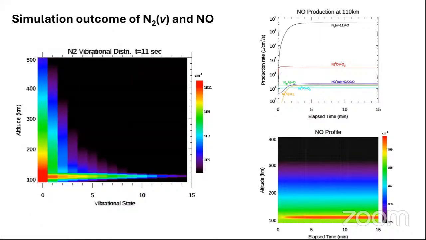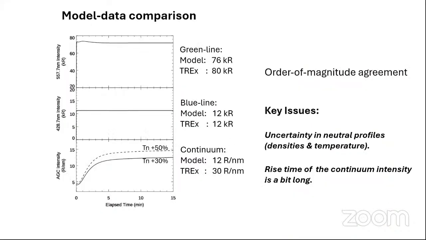So this is the result we are most interested in. I'm going to show the comparison of the optical output of our model run with the TREx observations. For the green line, the model gives 76 kilorayleigh and the TREx report is 80 kilorayleigh. And for the blue line, the model gives 12 kilorayleigh, and the TREx observation gives 12 kilorayleigh.